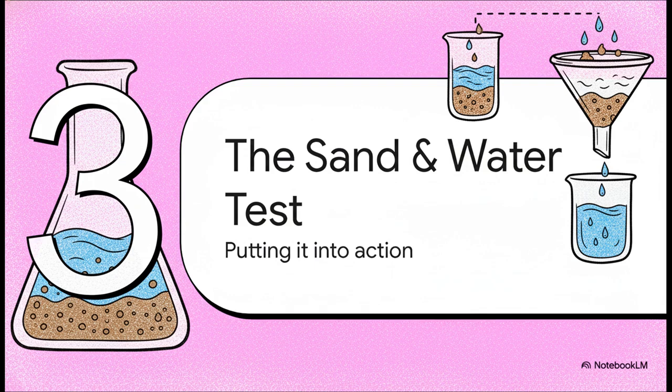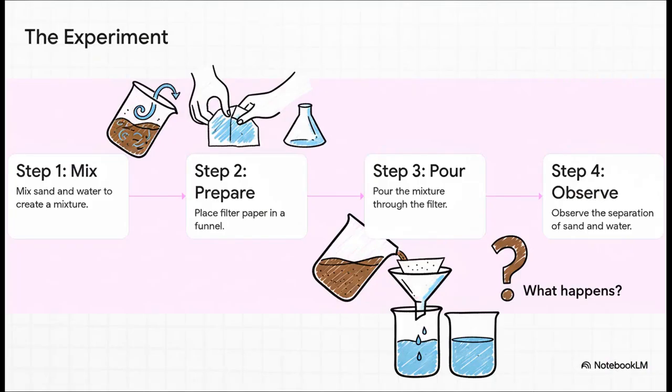All right, enough with the definitions. Let's actually see this thing in action with a classic experiment, separating our old buddy insoluble sand from some water. The process here is super simple. First, we mix up our sand and water. Then we take a special piece of filter paper, fold it just right, and pop it into a funnel. After that, we just pour our sandy, murky mixture right through it and wait.